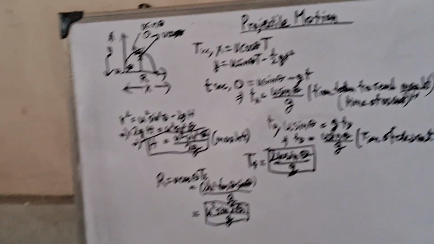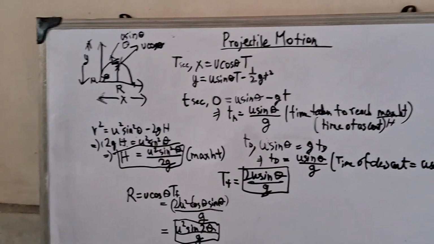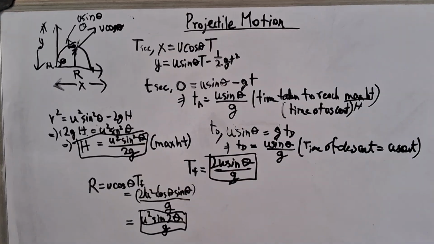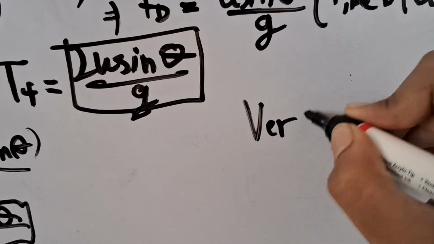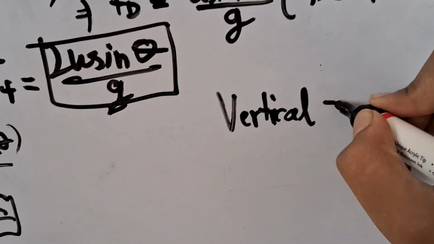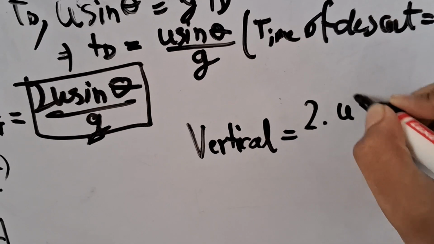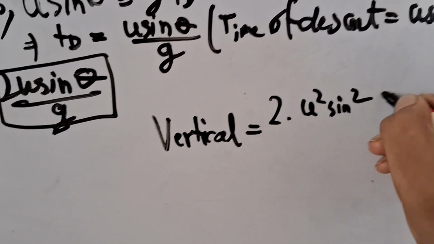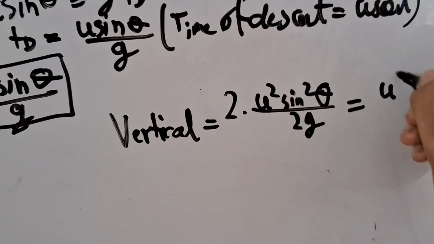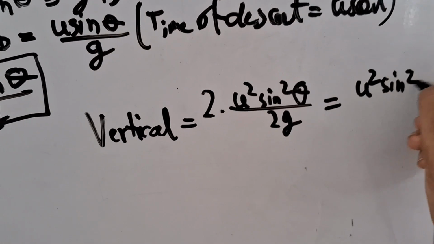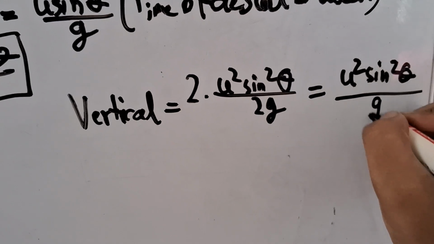What do you think is the vertical distance? Come on. What do you think is going to be the vertical distance? Maximum height into 2. You get the vertical distance. Vertical is 2 times u square sine square theta by 2g, which gives you u square sine square theta by g.